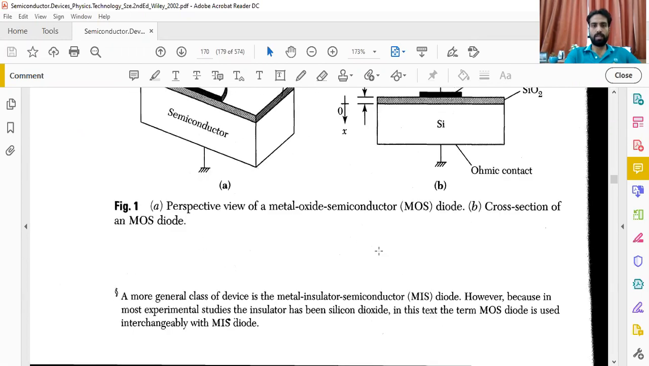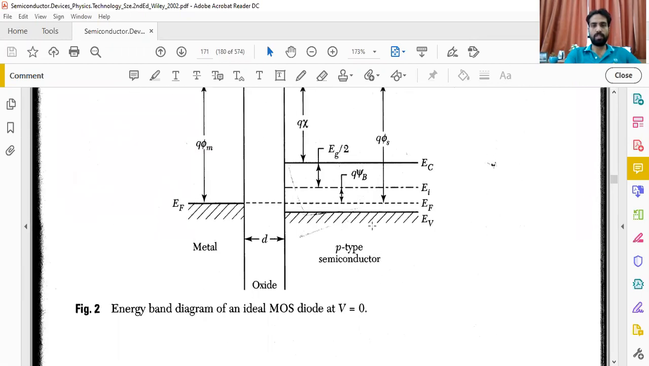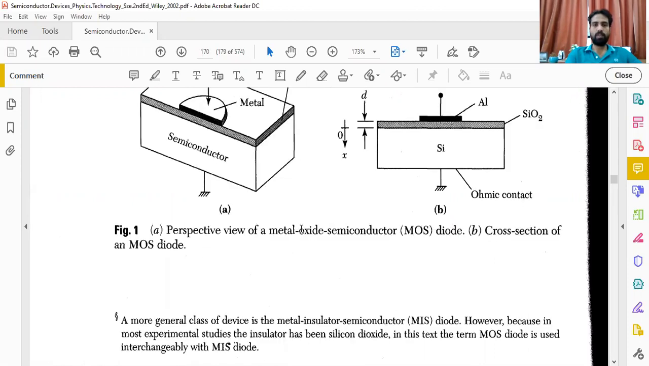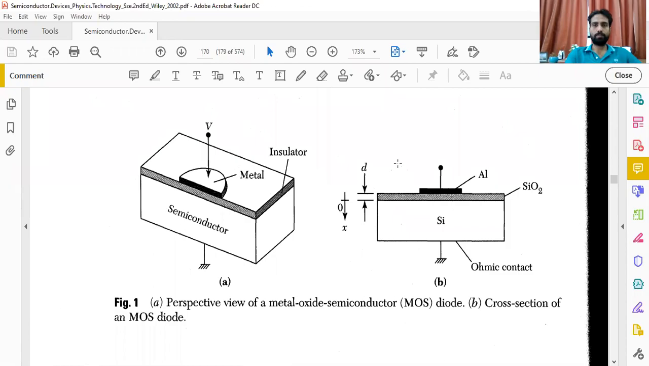Let's move on to the next diagram and try to understand what exactly is happening. That is the diagram we are going to discuss. You see this diagram. Here, first of all, we have the valence band, the Fermi energy level, the intrinsic level, and the conduction band. All of these symbolic notations are defined here. So let's begin and try to understand.